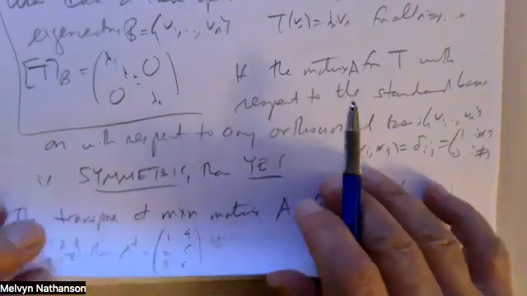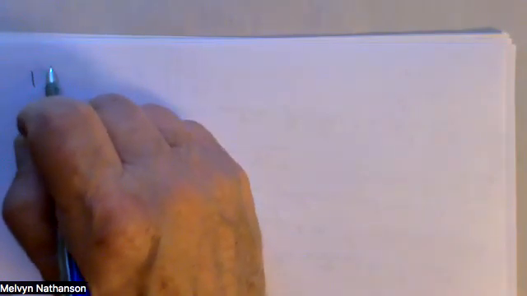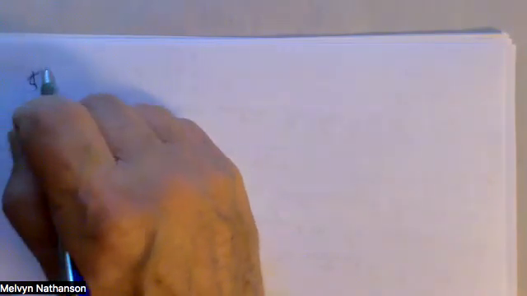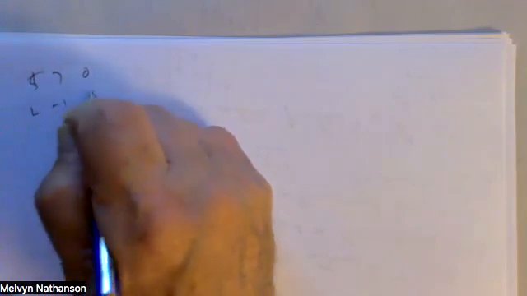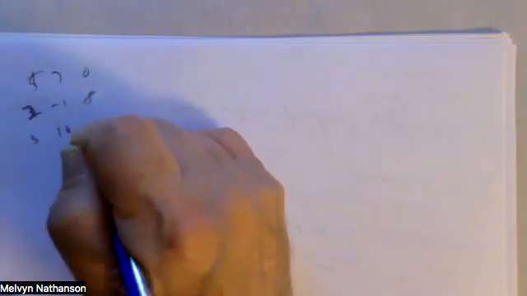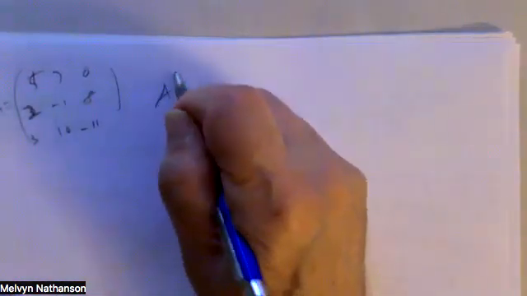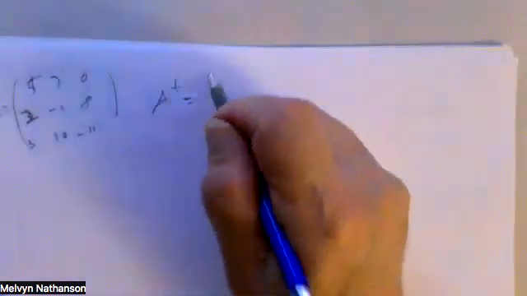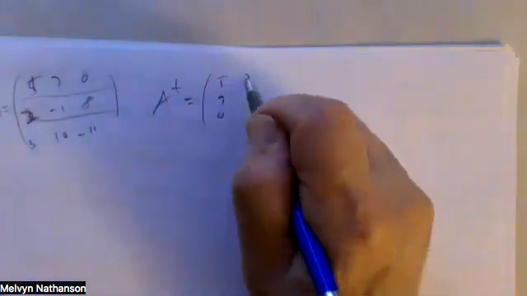And for a square matrix, we have 5, 7, 0, 2, minus 1, 8, 3, 10, minus 11. If that's A, the transpose is still a square matrix, still 3 by 3, but the rows become the columns.